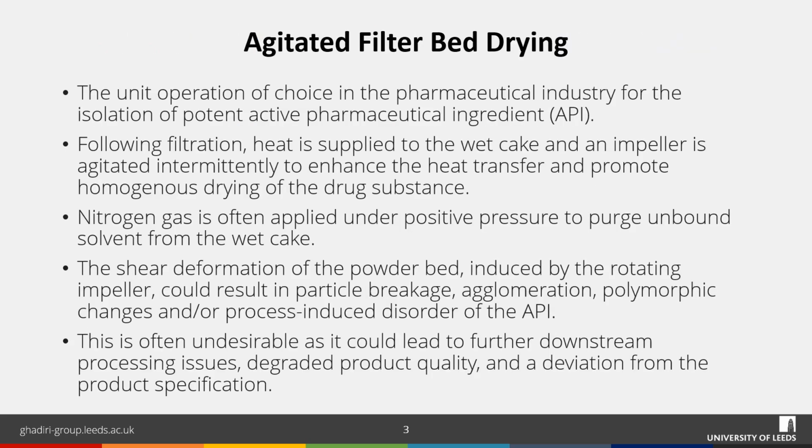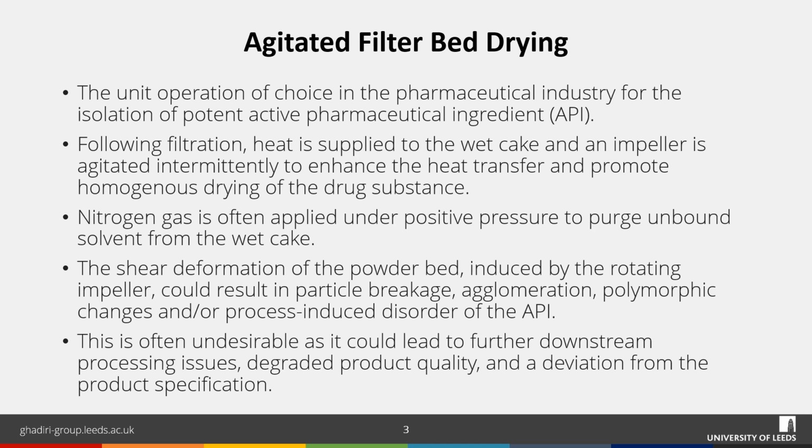For those of you who are not familiar with the agitated filter bed drying process, it is actually the unit operation of choice in the pharmaceutical industry for isolations of potent active pharmaceutical ingredients. Following filtration, heat is normally supplied to the wet cake and an impeller is agitated intermittently to enhance the heat transfer and promote homogeneous drying of the drug substance.